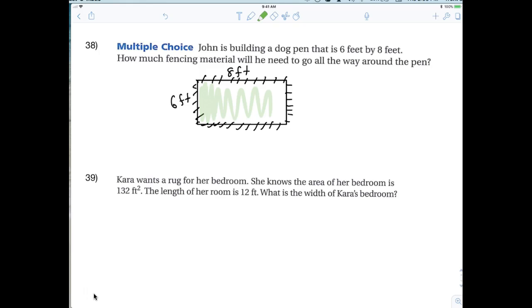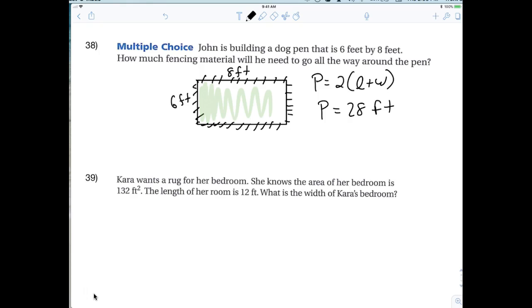So to do perimeter now, remember, I want you to say perimeter is 2 times length plus width. That's the easiest way to do it. What's 6 plus 8? Times 2. So your perimeter is 28 feet. So you need 28 feet of fence. You hear me? 28 feet of fence.